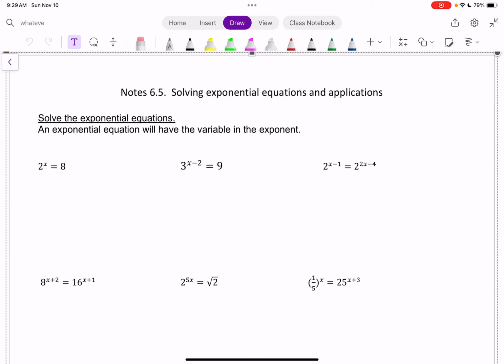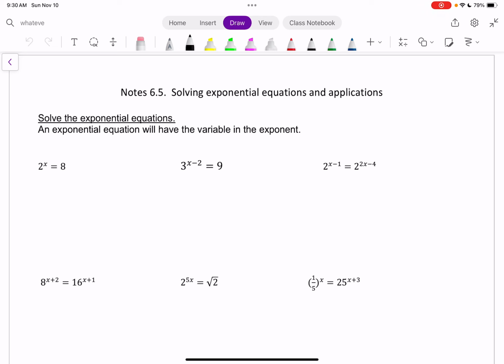All right, class, welcome to section 6.5, solving exponential equations and applications. So we're ready to solve those exponential equations. We've solved a couple of them once we started talking about logs and switching from exponential to logarithmic form, I mentioned. But now let's just concentrate straight up on solving exponential equations and their applications.